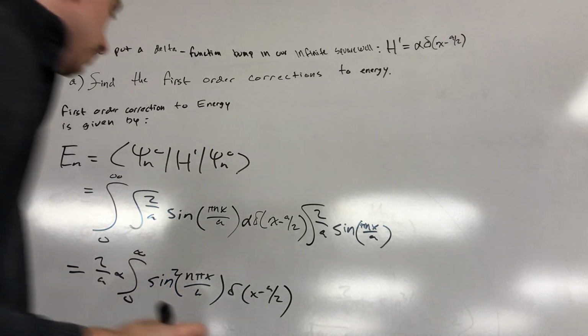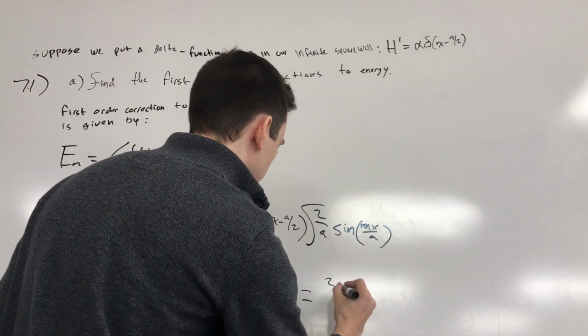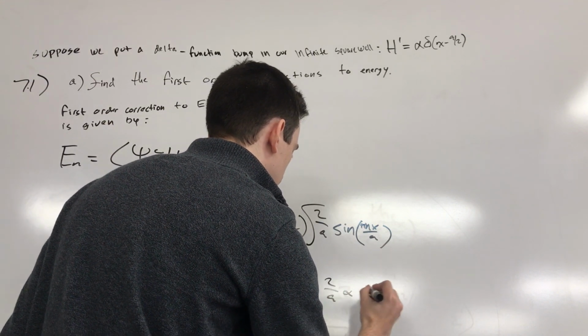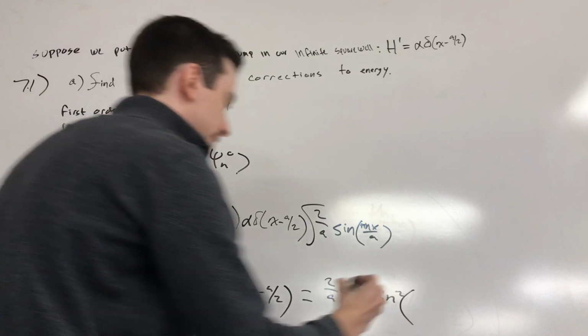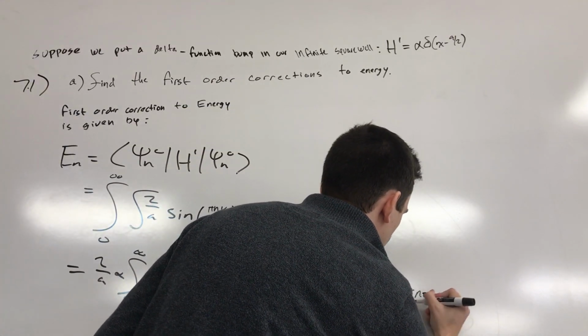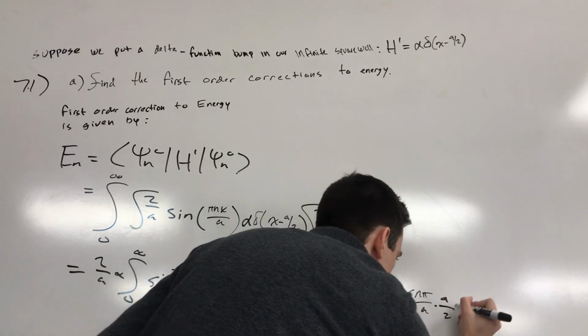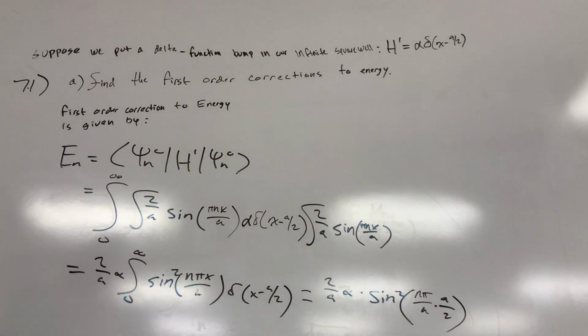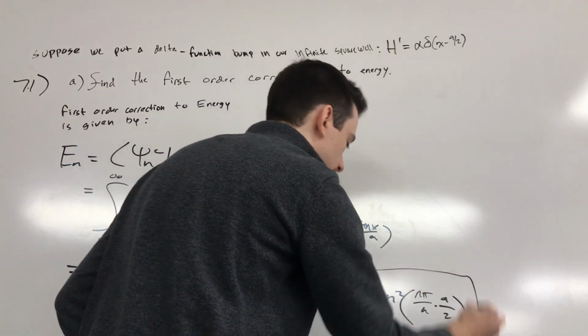So what does this evaluate to? The evaluation of this integral is actually pretty simple. We're going to be left with 2 over a alpha times our sine squared of n pi over a times a over 2. And this is going to be our correction to the energy. So I'm going to bring this up here just to make it look a little bit nicer, so we can do a little bit more work with it.